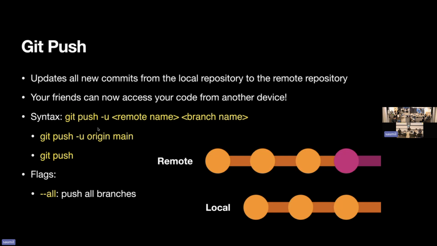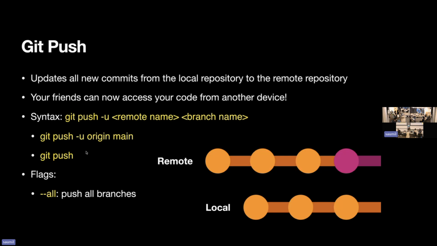git push -u. So -u is shorthand for set upstream, and what it does is link whatever the name of your remote is to your branch. Branches are a concept we're going to cover later on, but for the purposes of the demo later, just use git push -u origin main.